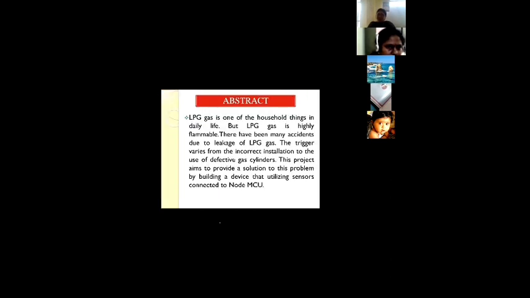Abstract. LPG gas is one of the most commonly used things in our daily life. But most gas cylinder incidents happen with LPG gas. LPG gas cylinder incidents can occur because the trigger is not placed properly or the cylinder is not properly closed. To avoid this situation, we have designed this paper.